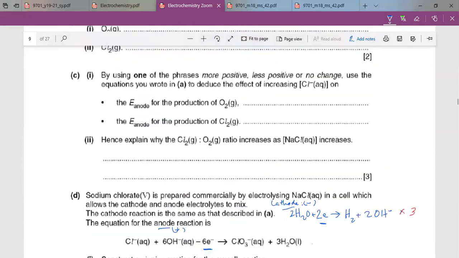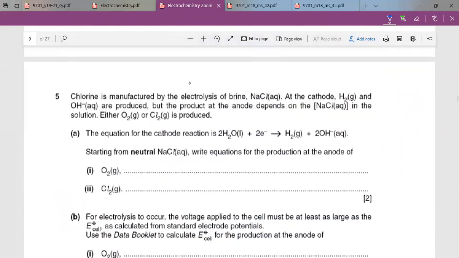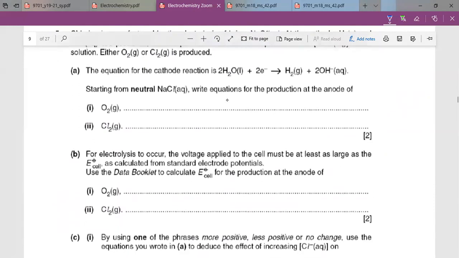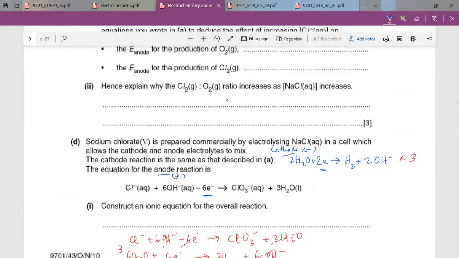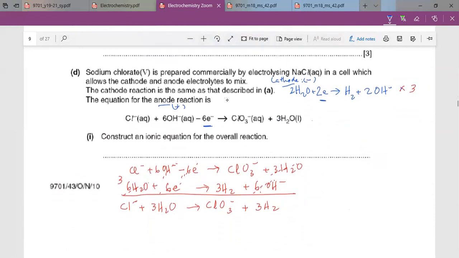Now, this is the first question here. This question we did earlier on the electrolysis of brine. Remember? You can go back and see. This whole thing, first of all, is all on brine electrolysis. Then they tell you, starting from here.